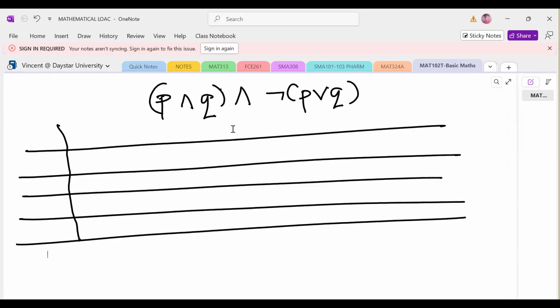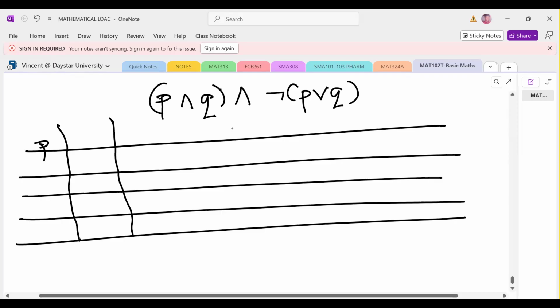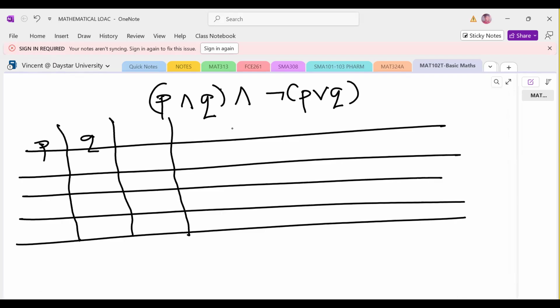So for column 1, which statement do we put? We put P. Second, Q. Third, the first bracket, P and Q. Next column, the other bracket.